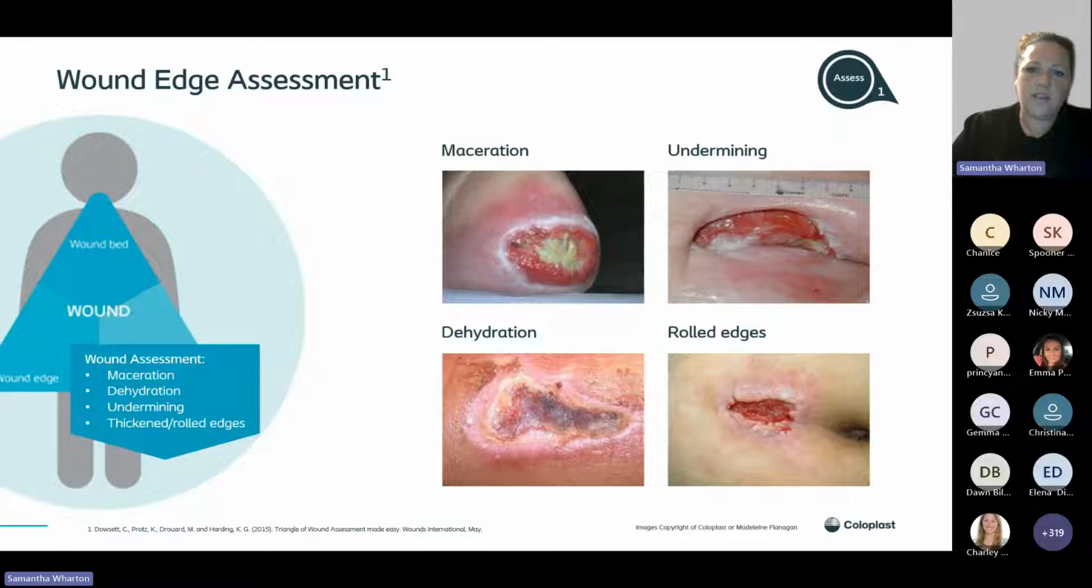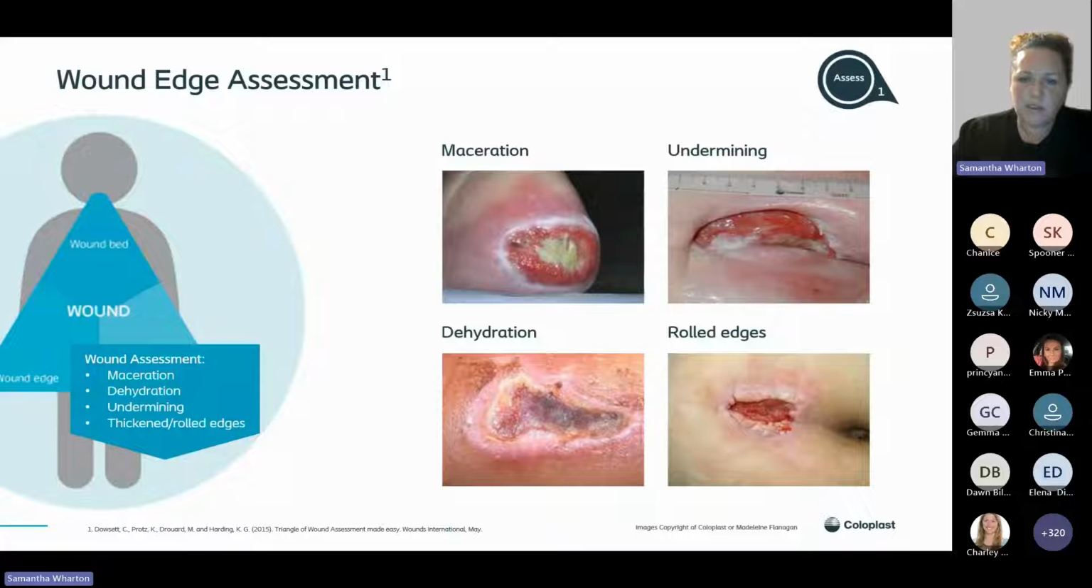So when we're looking at the wound edge, what are we looking at? We're looking at the maceration. Is there undermining? Is the wound dehydrated? Does it need moisture to encourage that devitalized necrotic tissue to soften, to allow that wound to heal? Or does it have really rolled edges? These are really complex to get rid of once you get rolled edges, and often end up needing some surgical intervention to actually progress them. So we need to look at those wound edges and make sure we're optimizing it as much as possible.